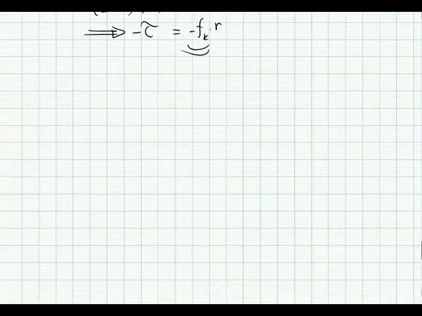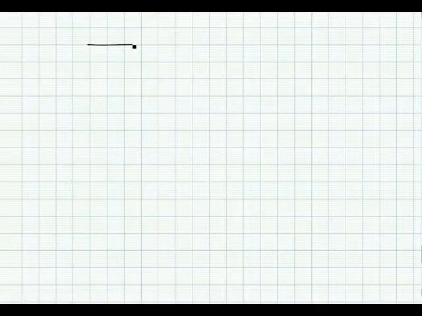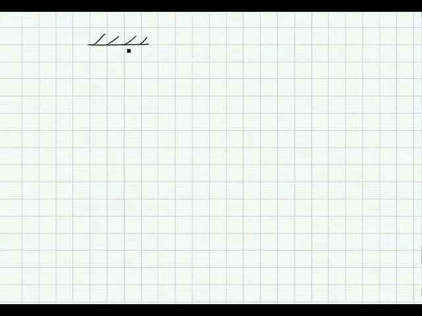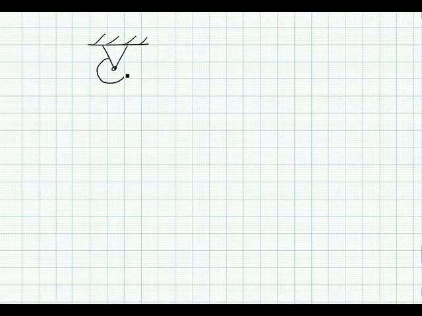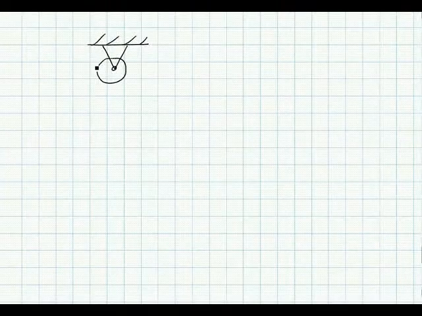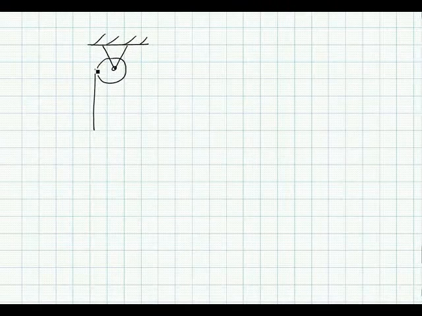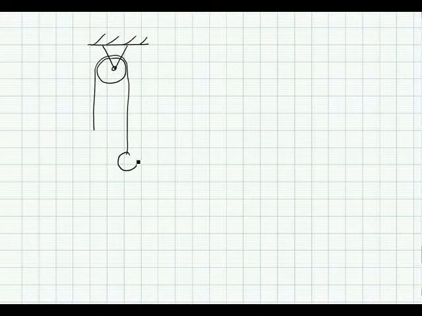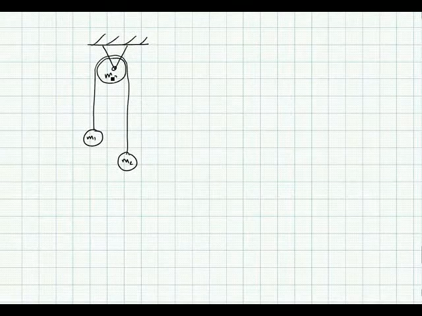Right, the third example I like to do is, let's consider a pulley which is fixed to the ceiling. We have a rope that goes over the pulley and is attached to two masses, M2 and M1, and let's say the pulley has mass M0.